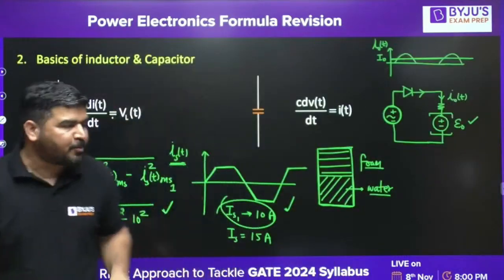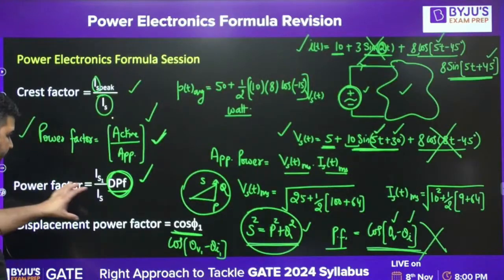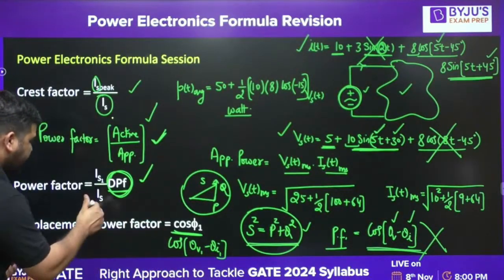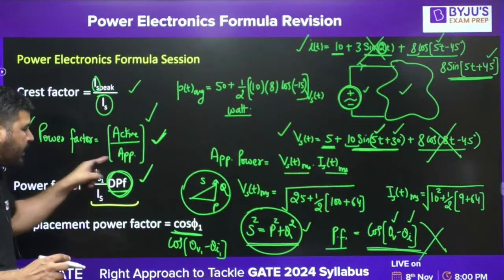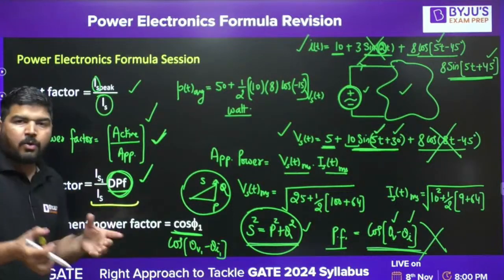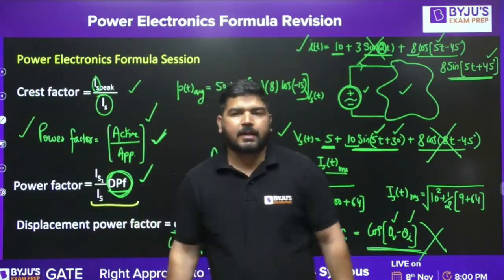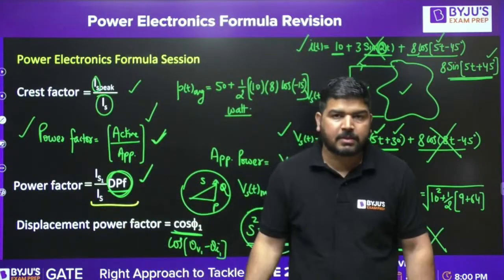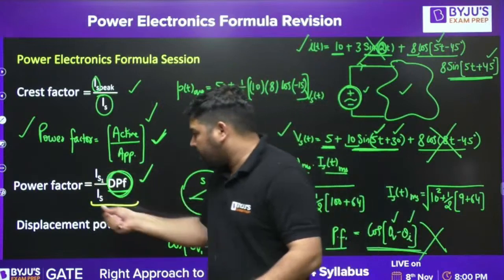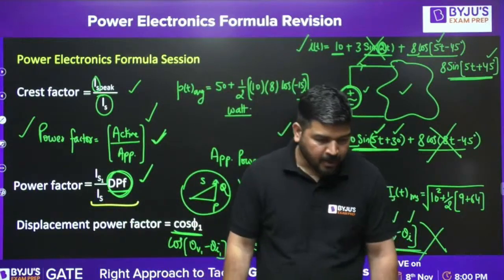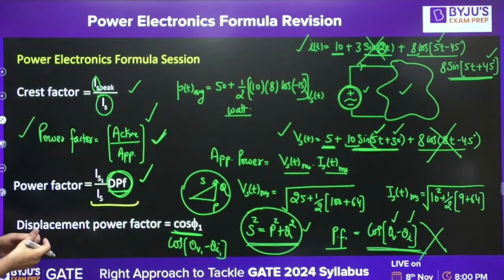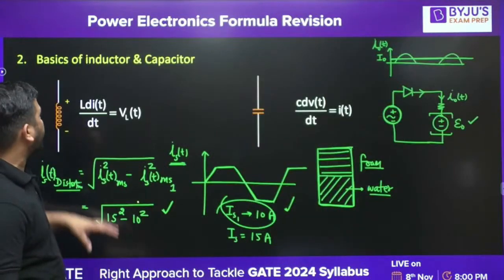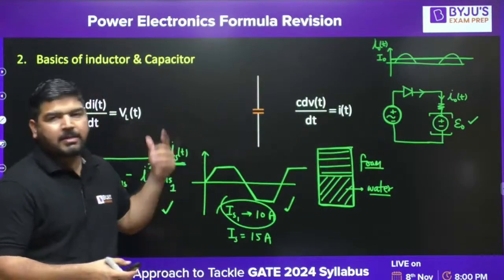So I told you about the input power factor, how to calculate the input power factor, and where this formula is applicable. This formula is not applicable everywhere. This formula is applicable only if the voltage source is a pure sine wave and the current has harmonics. Then only this formula is applicable. Okay. Now let's come to the next thing, that is inductor and capacitor.